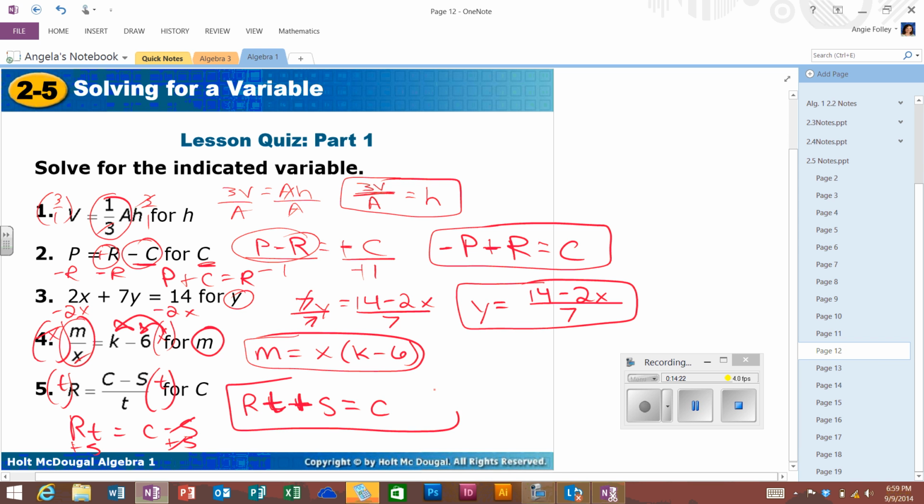All right, I know this lesson is a little confusing, you guys, but again, find the variable you want, look at what's being done to it, and then work in reverse order, just like you would with regular numbers, okay? And we're done.